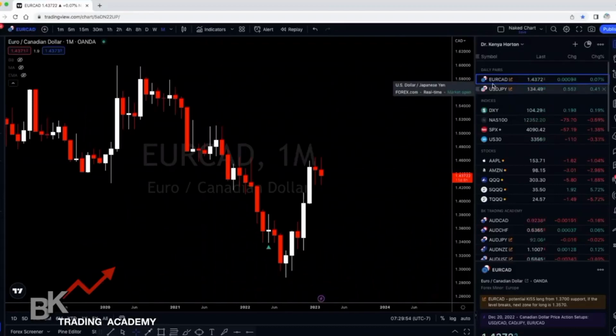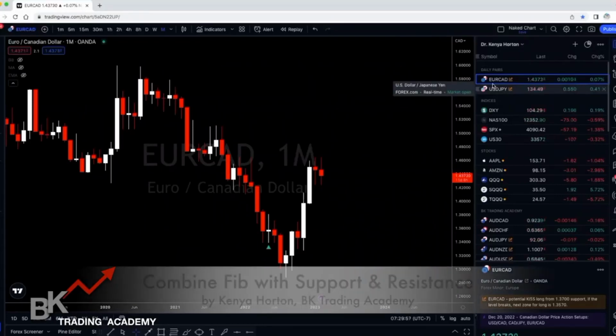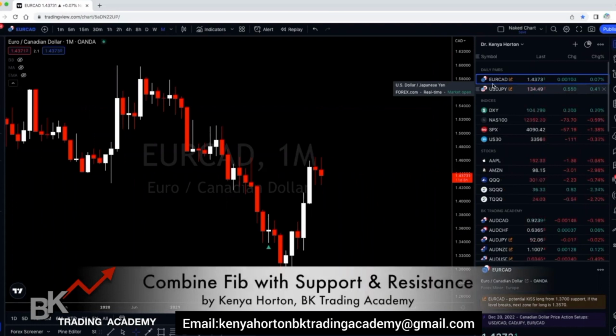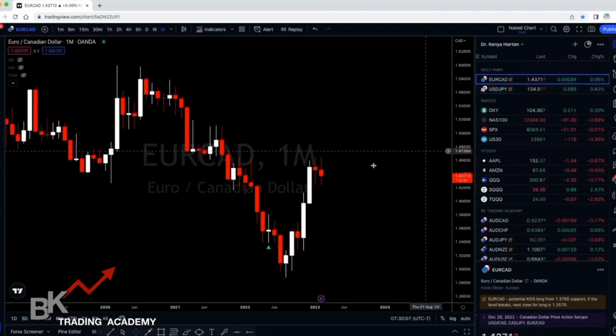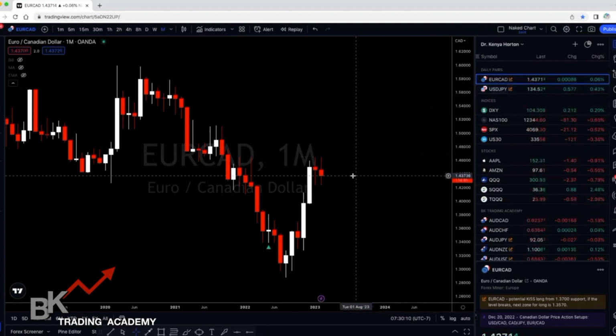Hey guys, so let's hop in and learn about how to combine fibs with support and resistance. Now, Fibonacci levels can be very subjective. However, there are ways you can help tilt the odds in your favor. So what I'm going to do is show you how the Fibonacci retracement tool, for example, is very useful, especially when you see some type of impulse on your chart, a very forceful move.